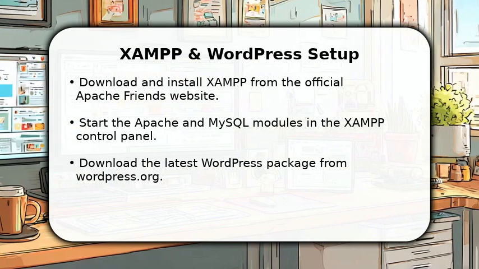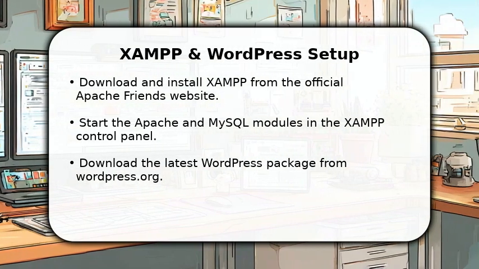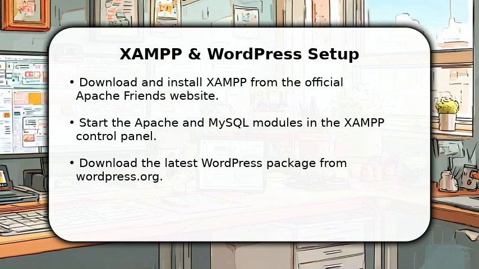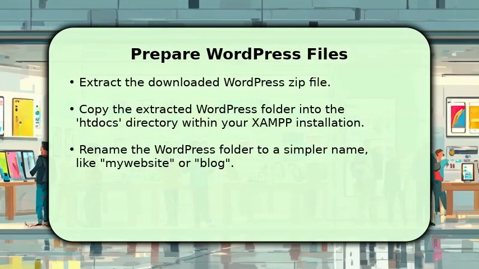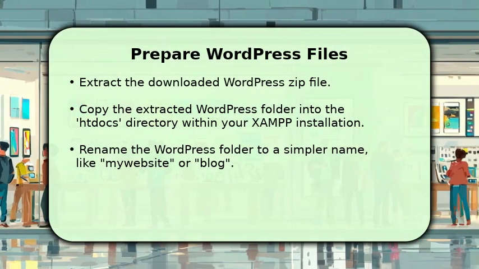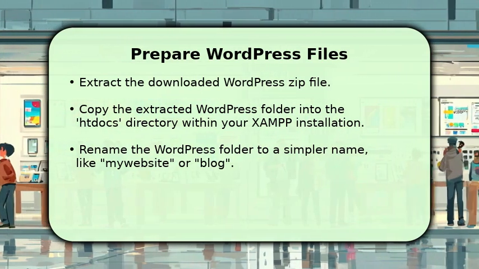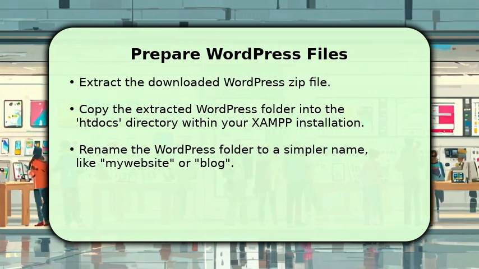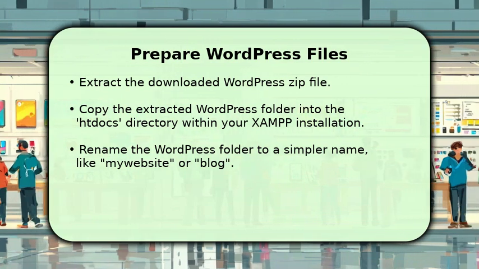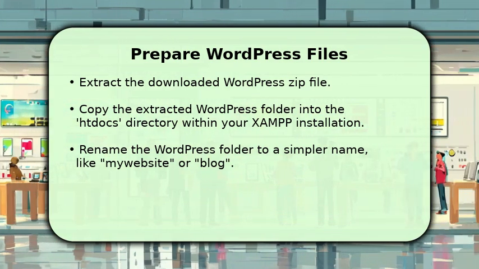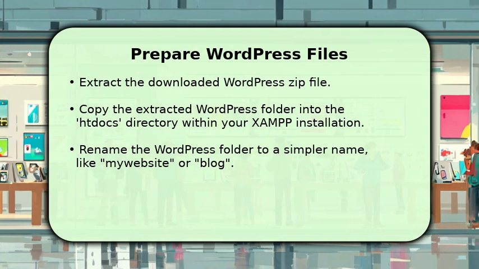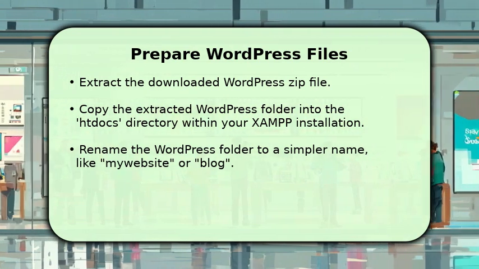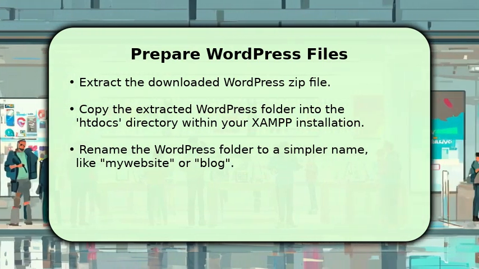Next, download the latest WordPress package from WordPress.org to prepare for installation. After downloading WordPress, extract the compressed zip file to reveal its contents. Locate the extracted WordPress folder and copy it. Now, navigate to your XAMPP installation directory, find the htdocs folder, and paste the WordPress folder inside.